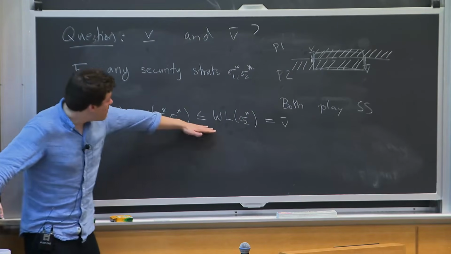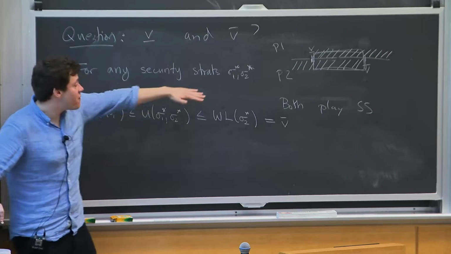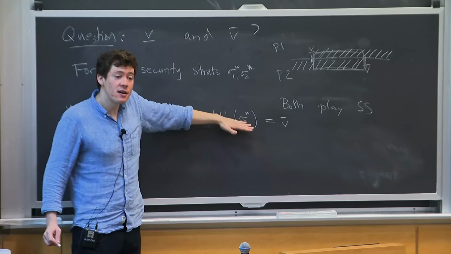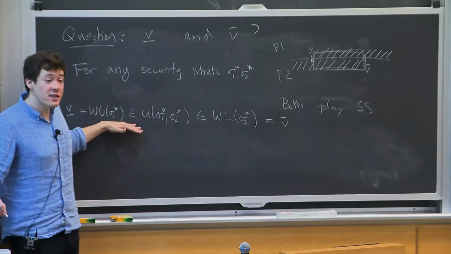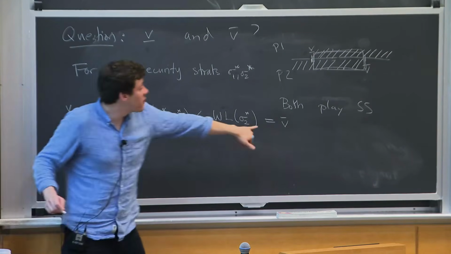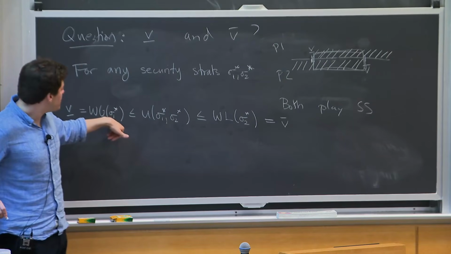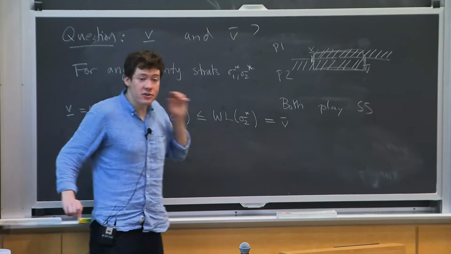Notice here that these middle inequalities didn't actually depend on the fact that these were security strategies. The middle inequalities just followed from the definitions of worst case loss and worst case gain. But the outer equalities are using the fact that sigma 1 star is a security strategy for player 1, and sigma 2 star is a security strategy for player 2.